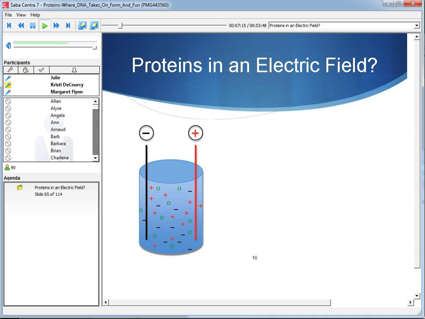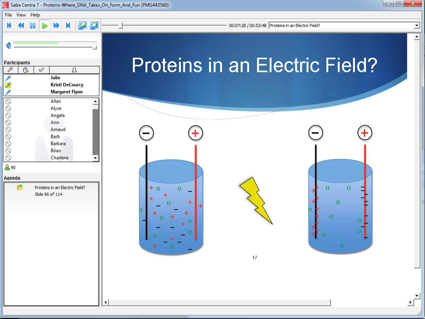So what happens if we put a bunch of proteins in an electric field? And this is the same image we talked about earlier. We've got positively charged, we've got negatively charged, and depending on the pH, we may have neutrally charged proteins in there as well. So when we apply an electric field to that, you're going to get the same result. Your positives are going to go to the negative electrode, your negatives are going to go to the positive electrode, and those that are uncharged at that pH are going to just hold still.